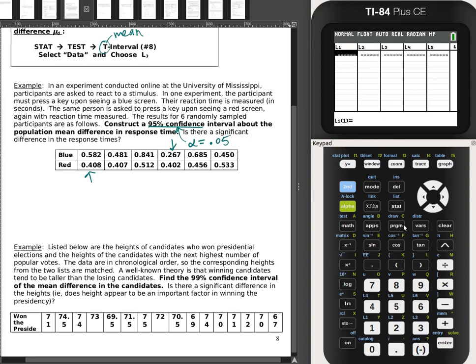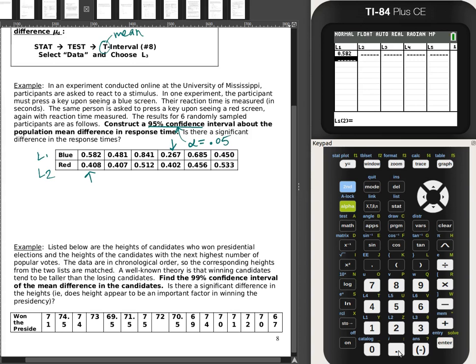But let's go in here. I'm going to use list 1 just because of the way these are oriented. List 1 is going to be the blue one, and list 2 is going to be the red one. So you can see it really doesn't matter which one is list 1 and which one is list 2.